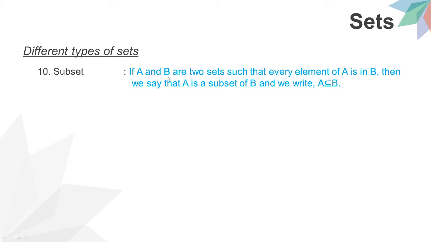Now, if A and B are two sets such that every element of A is in B, then we say that A is a subset of B and we write A is a subset of B.